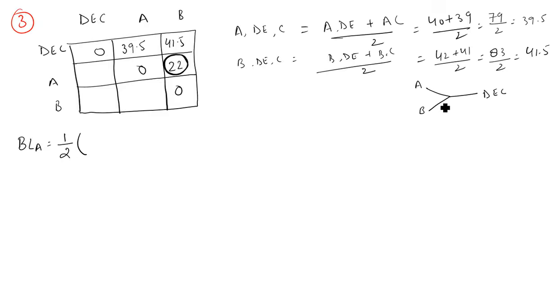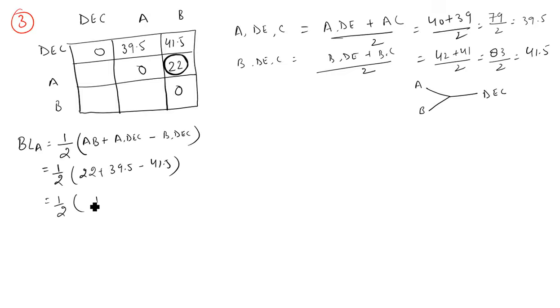1 by 2, so again AB plus A comma DEC minus B comma DEC. So it will become 1 by 2, AB is 22, A comma DEC 39.5 minus 41.5. So 1 by 2, 61.5 minus 41.5. 1 by 2, so it will become 20. So it will become 10.